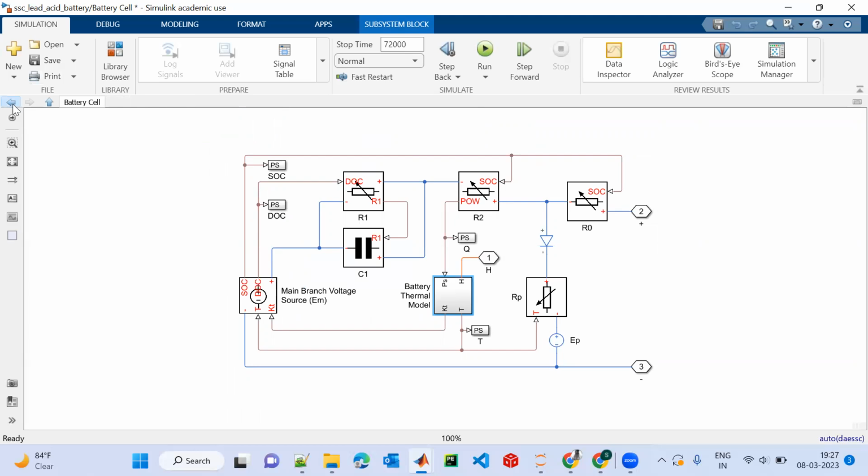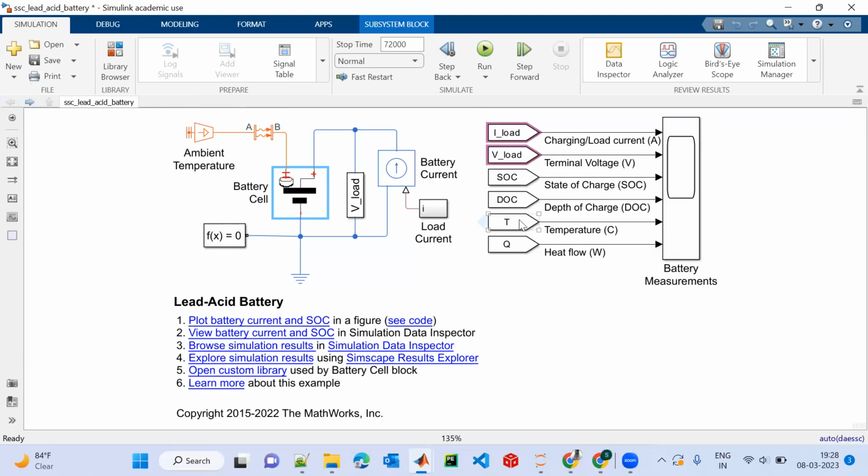A standard 12 volt lead acid battery we can model by connecting 6 copies of this lead acid battery cell. Each of these battery cells is 2 volt. So we can connect 6 batteries in series to make a standard 12 volt lead acid battery.